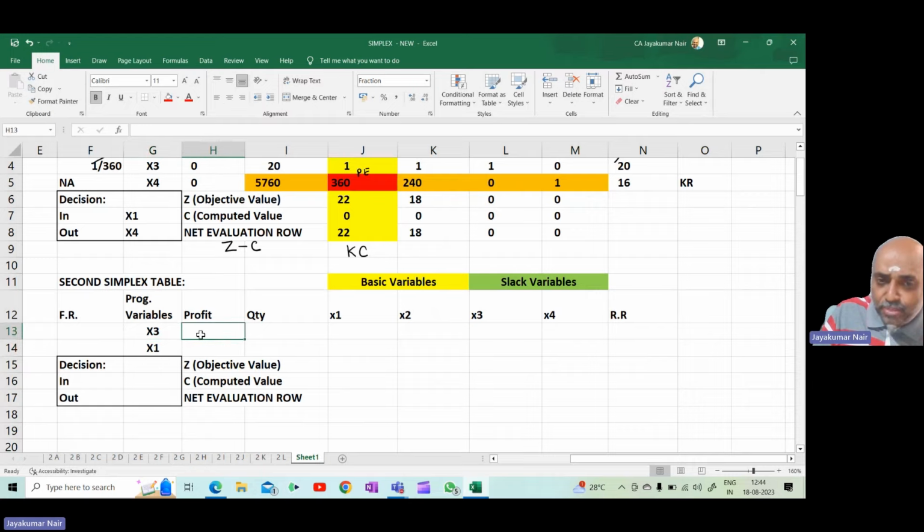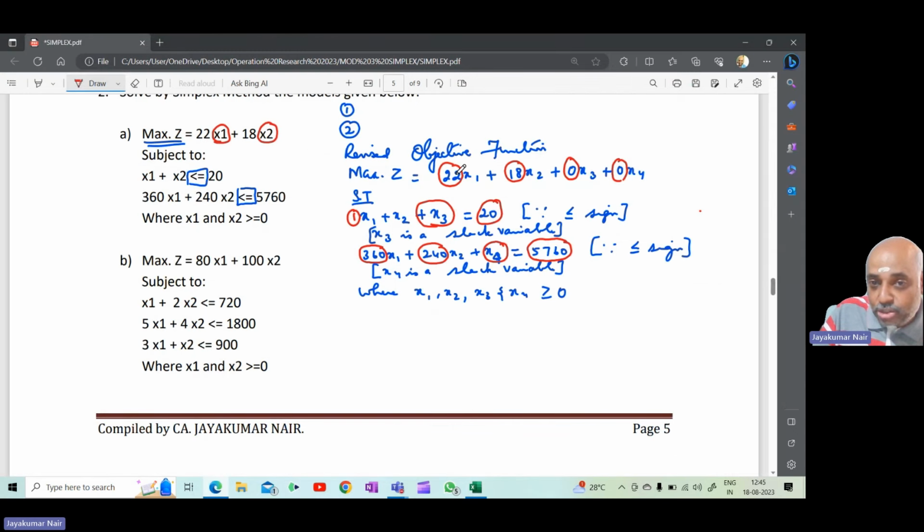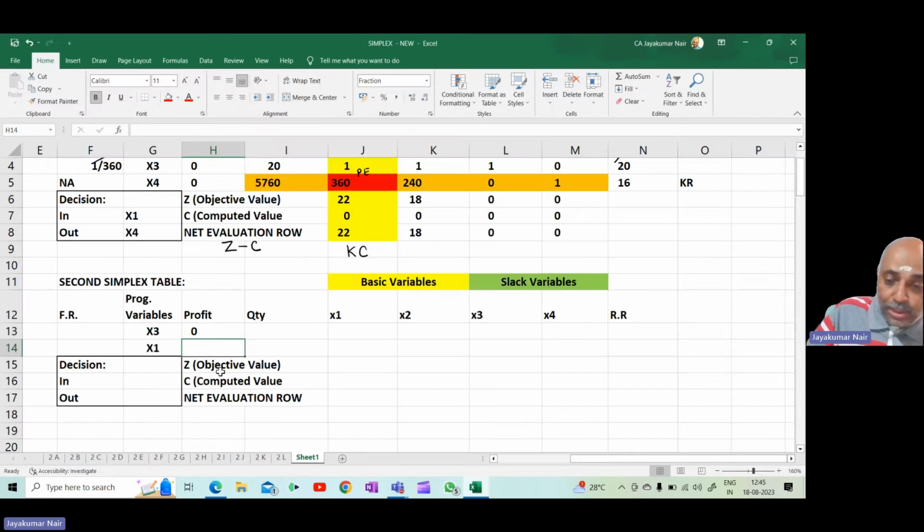Now, again, the same procedure. Go to the model and see what the profit is. X3 is a slack variable, so profit is 0. Whereas for X1, the profit from the objective function is 22. So you will write 22 here. So this is the profit.